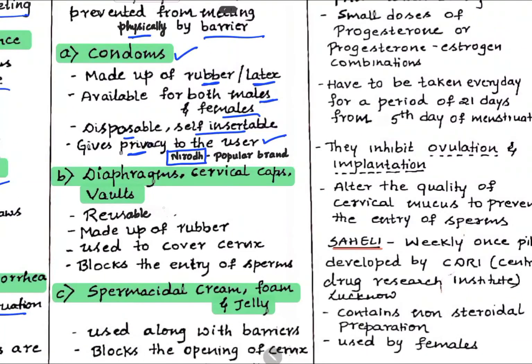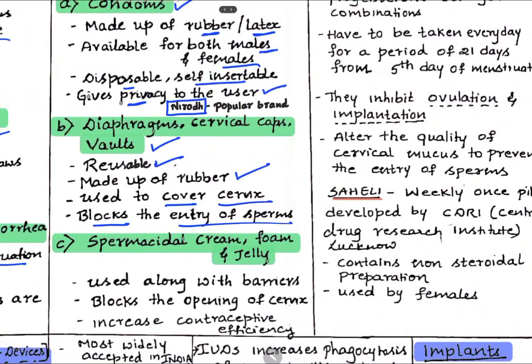Next, diaphragm, cervical caps and vaults. They are reusable, which is made up of rubber, which is used to cover cervix, which blocks the entry of sperms. Next is spermicidal creams, foams and jellies. These are all used along with barriers which blocks the opening of cervix and increases the contraceptive efficiency.